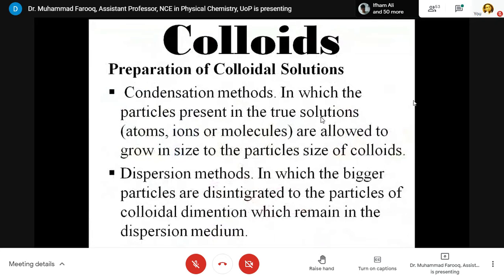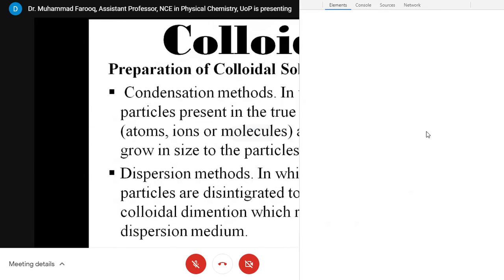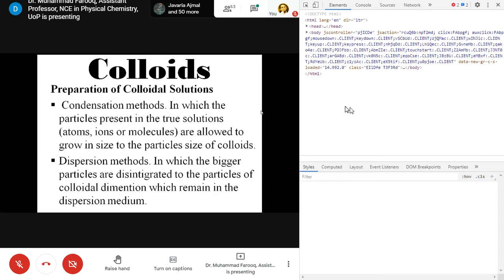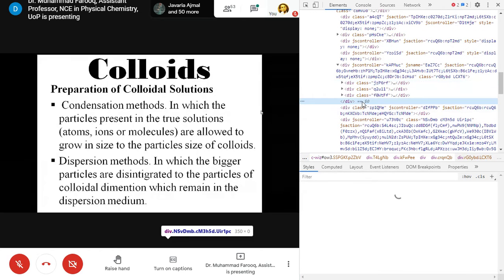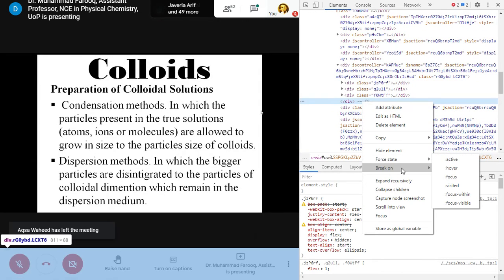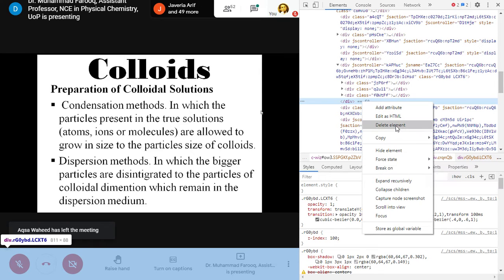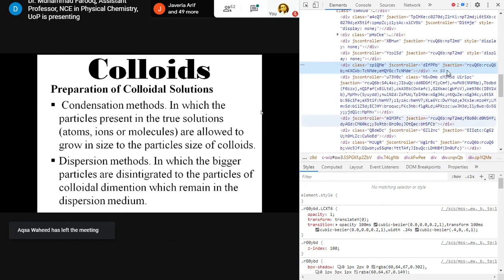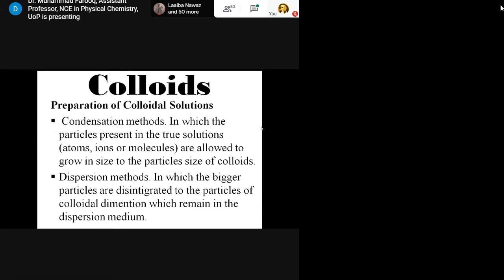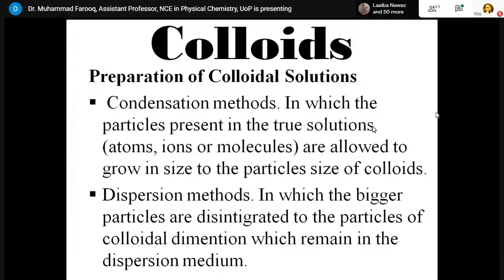Okay. How to prepare colloid solutions? These are the methods. There are two main methods. One is called the condensation method, in which the particles present in the true solution, atoms, ions and molecules, are allowed to grow in size to the particle size of colloids. In the condensation method, for example, we have a true solution. Then we allow the particles to grow to the size of colloids. We call this condensation.